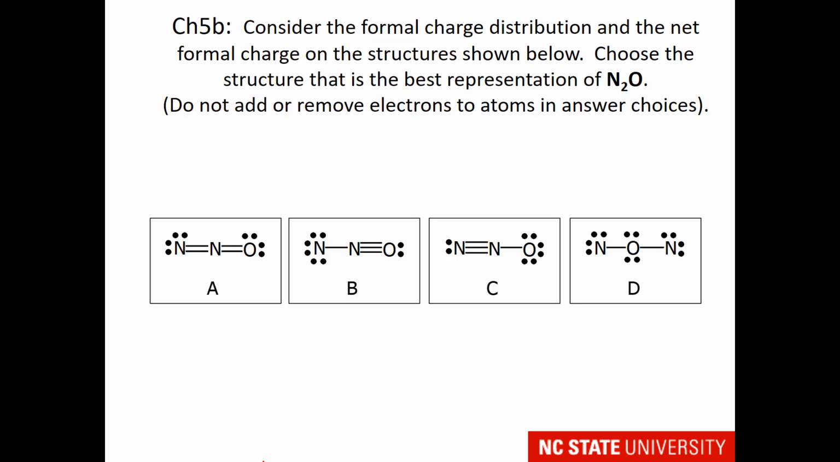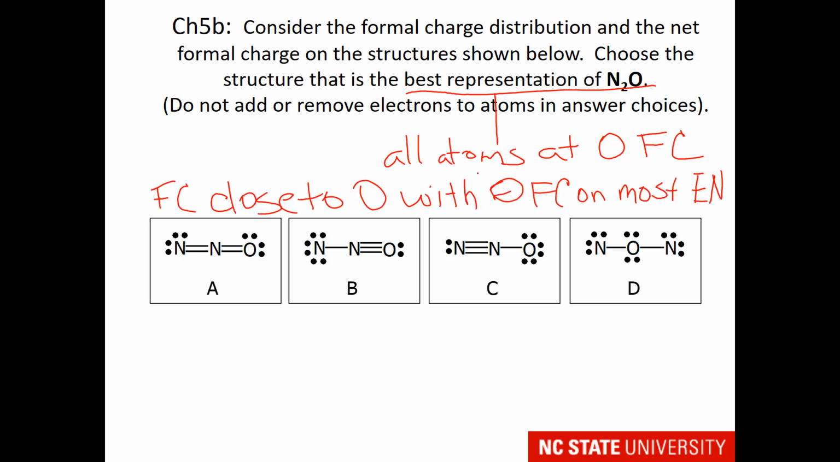Here is a question where students need to use formal charge and their knowledge of Lewis structures to choose the best structure. The best structure is with all atoms at 0 formal charge. But if you can't achieve that, then at least try to get all the formal charges as close to 0 as possible. And if you have a negative formal charge, make sure it's on the most electronegative atom.